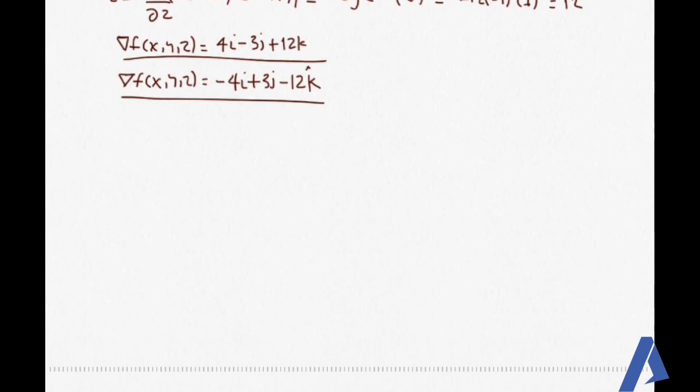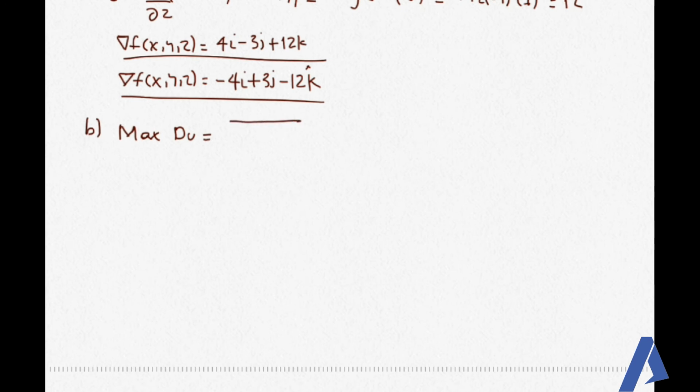ስለዚህ ወደ ቢ ስንሄድ ደግሞ find the maximum directional derivative and the minimum directional derivative ነው የሚለው። ስለዚህ maximum directional derivative is just the magnitude of the gradient, which is equal to the square root of 16 plus 9 plus 144, which is equal to the square root of 169, which is 13. The minimum directional derivative ደግሞ is the negative of the magnitude, which is minus 13.